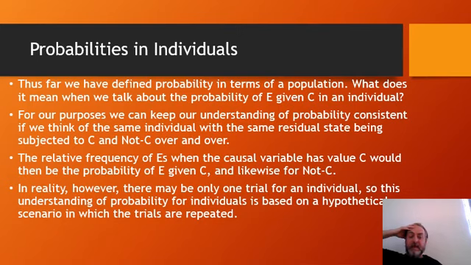So if you want to say being hit over the head is a positive causal factor in me losing consciousness, you could try that over and over. You could hit me over the head as many times as you like. You could not hit me over the head as many times as you like. Then we've got a population of these various events, and we can say the relative frequency of E's when the causal variable has C would be the probability of E given C. So the relative frequency of me getting knocked out when I'm hit over the head, that's the probability of E given C.